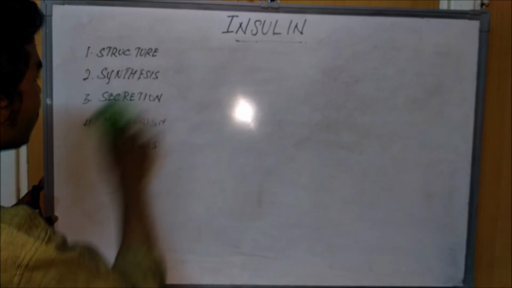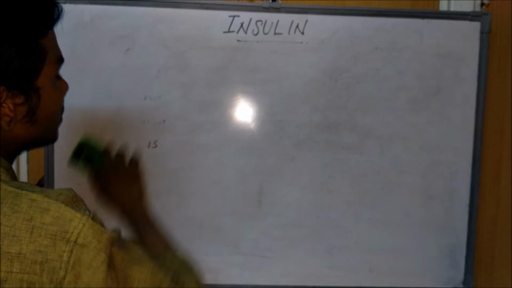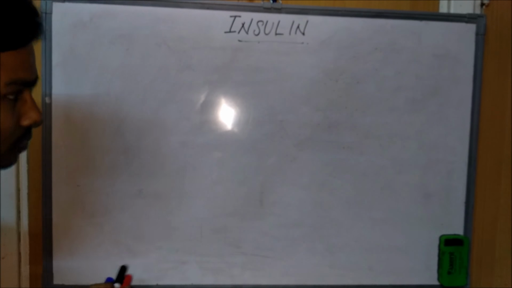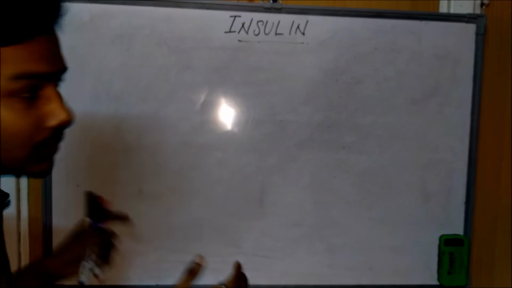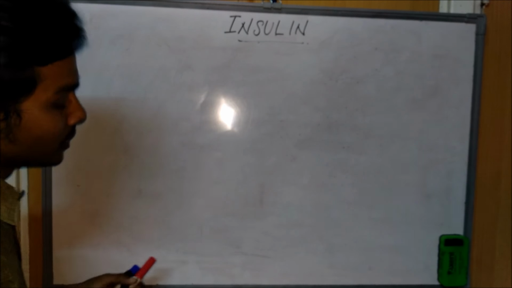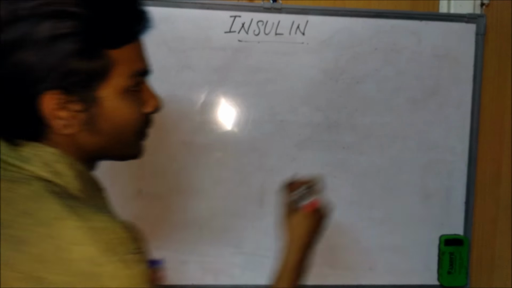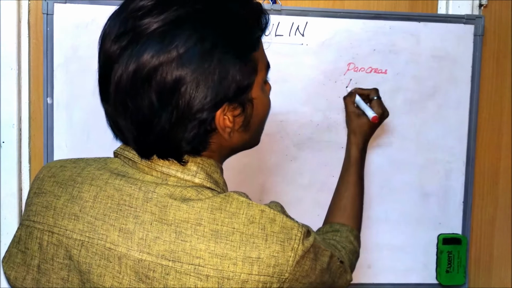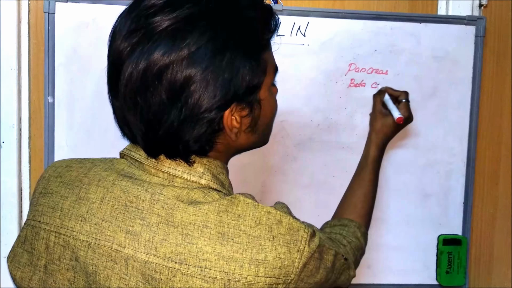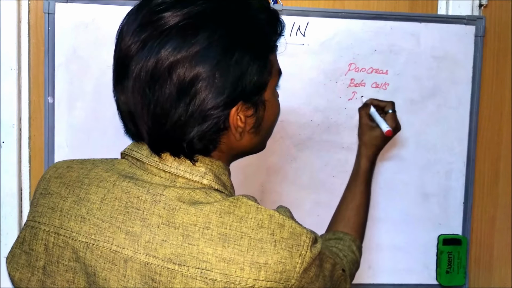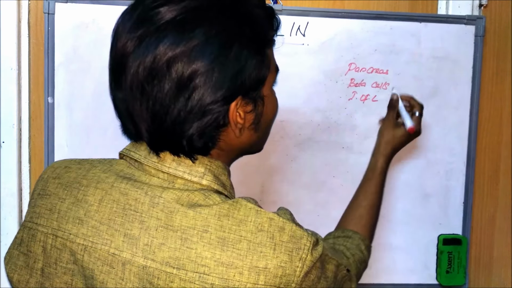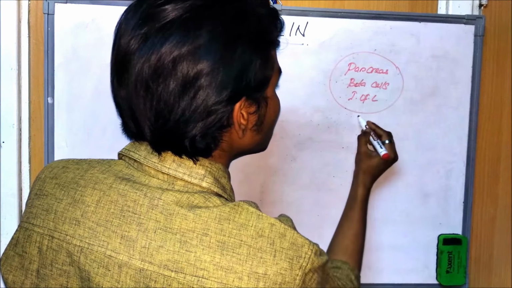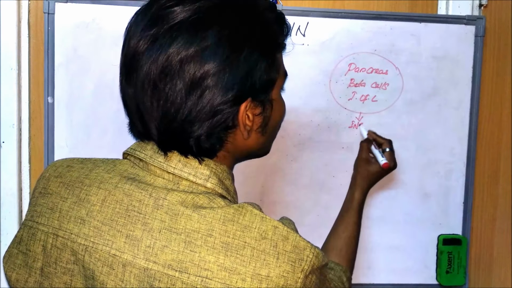Before going to the structure, let's look at the overall picture of insulin. Insulin is secreted from the pancreas. In the pancreas we have beta cells, in the islets of Langerhans, and from these the insulin is produced.